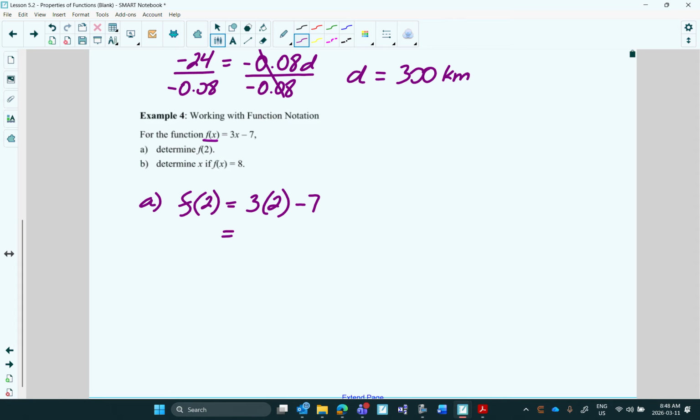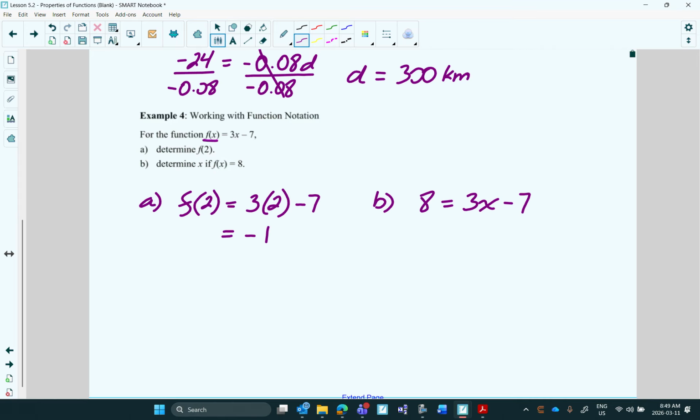3 times 2 is 6. 6 subtract 7 is negative 1. For B, notice I'm not replacing x. I'm replacing f of x. So I'm not putting 8 here. I'm putting 8 here. And when I do that, I make an equation.